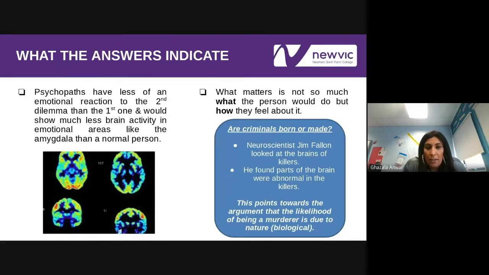So if you have a look at the image that I've just projected on the screen, have a look at the pictures on the right hand side. Where you see a lot of the darkened areas actually shows that a person's got less brain activity. So it's really interesting because you can relate your responses to these moral dilemmas to what I'm saying.